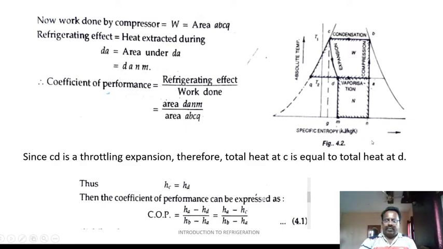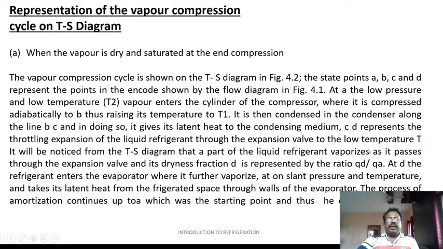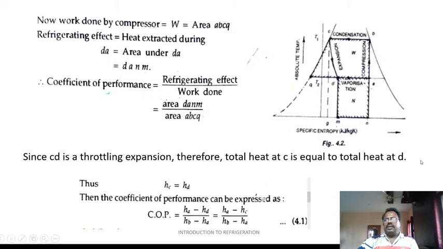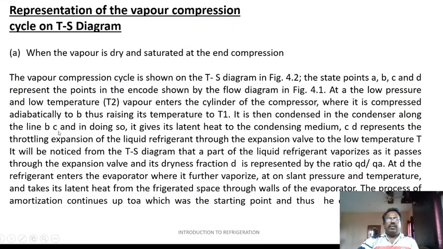But first of all, by representing this vapor compression cycle on the TS diagram, we will first consider when the vapor is dry and saturated at the end of the compression. The vapor compression cycle is shown on the TS diagram. The state points A, B, C, D represent the points shown in the flow diagram.